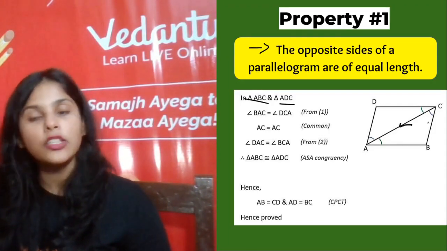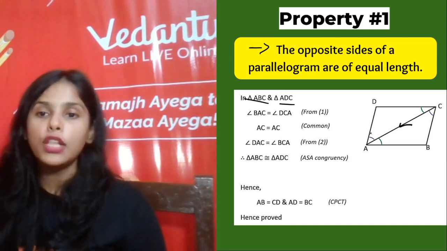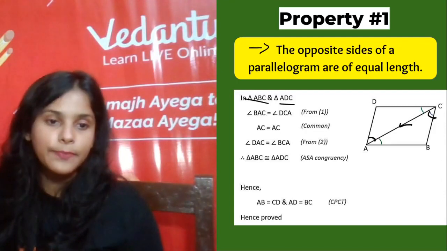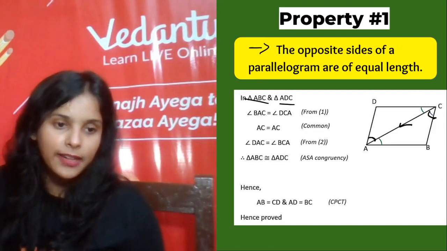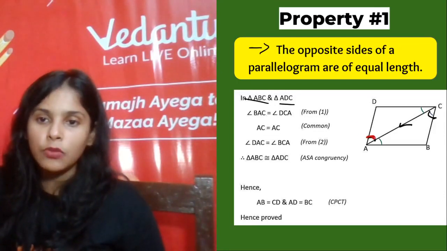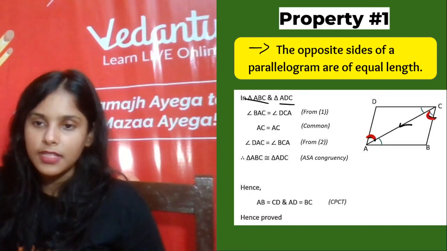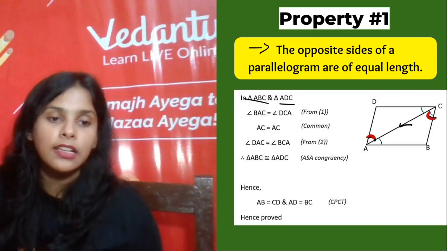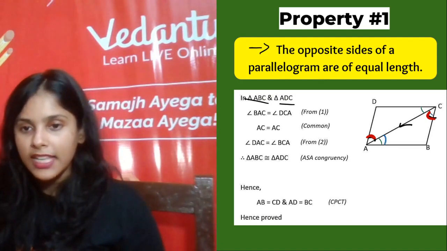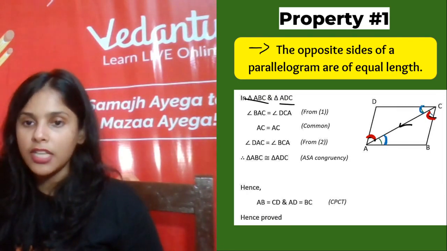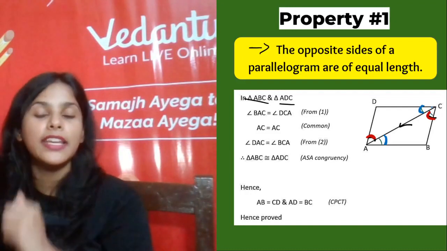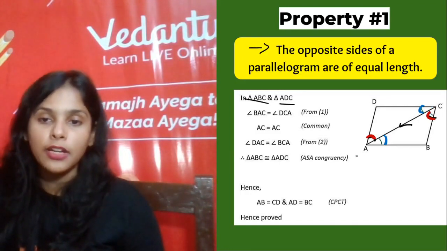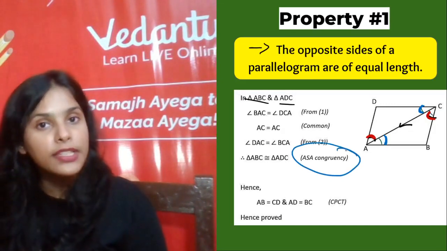We know AC is common in both the triangles. Also this angle is equal to this angle. Let me take red colour, okay. This angle is equal to this, because of alternate interior angles. Also this angle is equal to this because of alternate interior angles. Therefore, we can say that these two triangles are congruent by the ASA congruency rule.